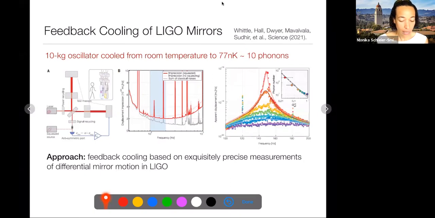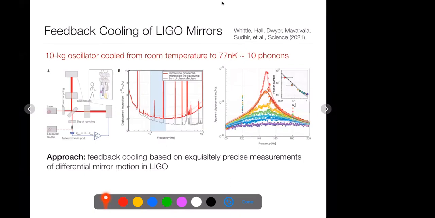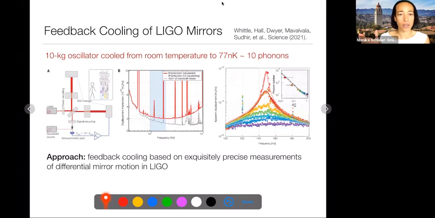So here, they have effectively a 10 kilogram oscillator. They define some mode that's kind of the differential motion of the mirrors, right? What LIGO is sensitive to. And they're basically cooling that motional mode. It has an effective mass that's 10 kilograms. And quite amazingly, they're able to cool this from room temperature down to 77 nanokelvin. The mirror isn't at 77 nanokelvin, but the one relevant motional mode is, which corresponds to having just 10 phonons worth of energy in this mirror.